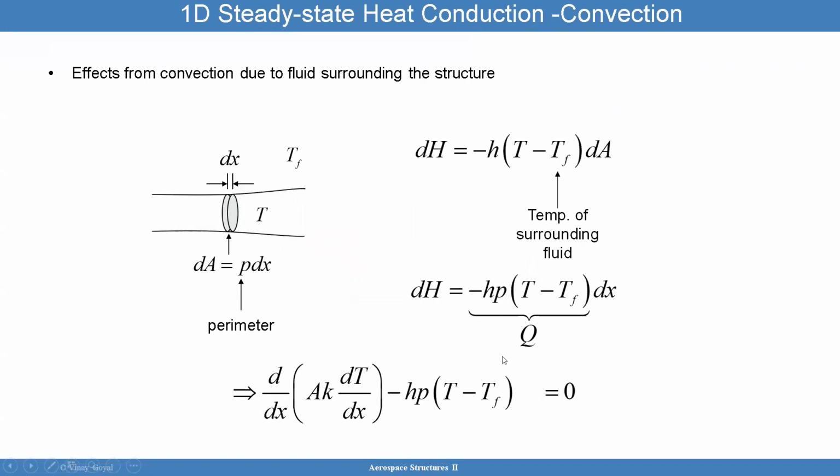So that Q is going to be defined as hP times (T minus T of the fluid). And h here is the heat transfer coefficient, and P is the perimeter of that particular location. What's interesting here is notice if the temperature of the structure is the same as the fluid, then this term vanishes. And so there's nothing going on in terms of transfer of heat from the fluid surrounding into the material. But this formula here is really accounting for convection.